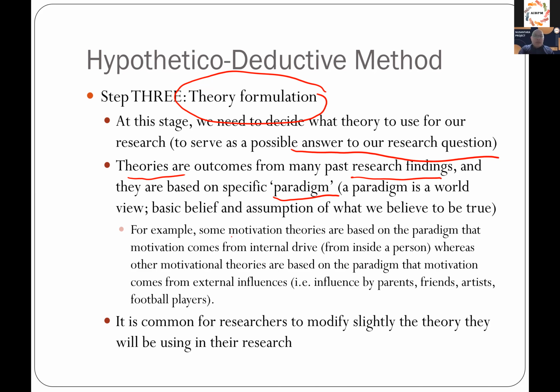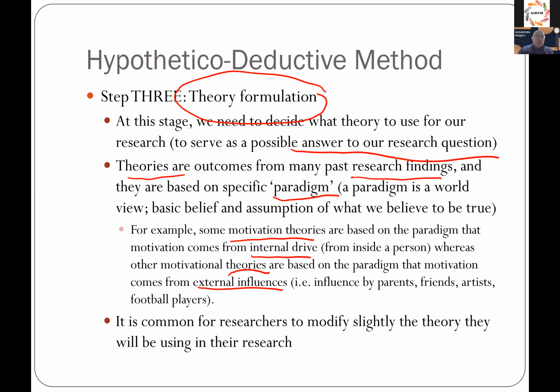For example, motivation has a lot of theories, based on different perspectives. Some motivation theories stress internal drive, from inside a person, for example psychologically. Whereas certain theories come from external sources: from parents, from friends, artists, football players, and all that. So you see, just motivation theory has internal and external. There is no wrong or right, but you need to choose which one is more suitable to your current research context. So that's very important.